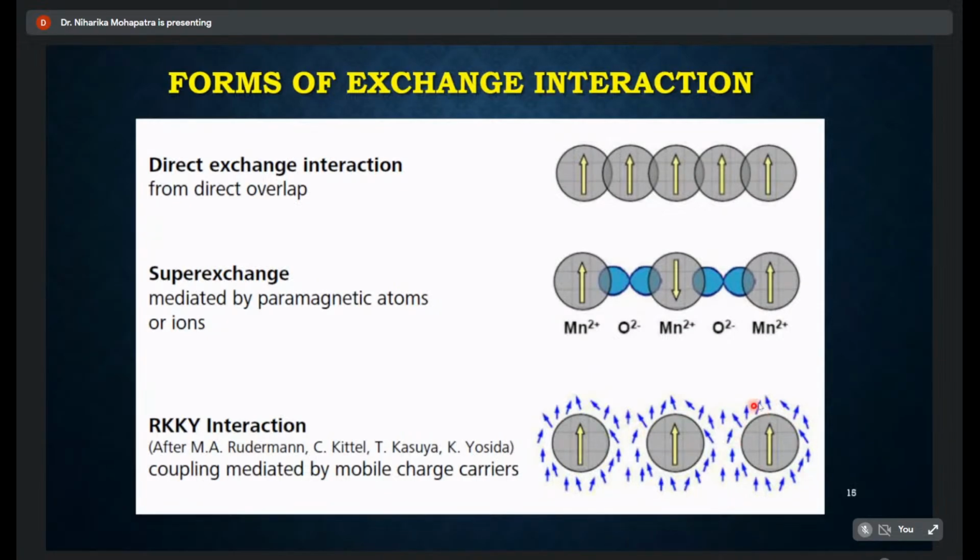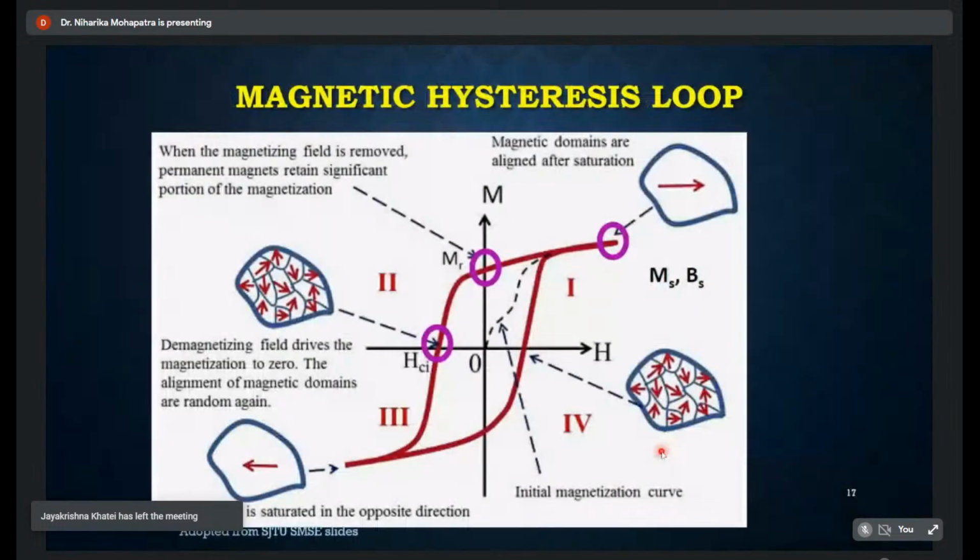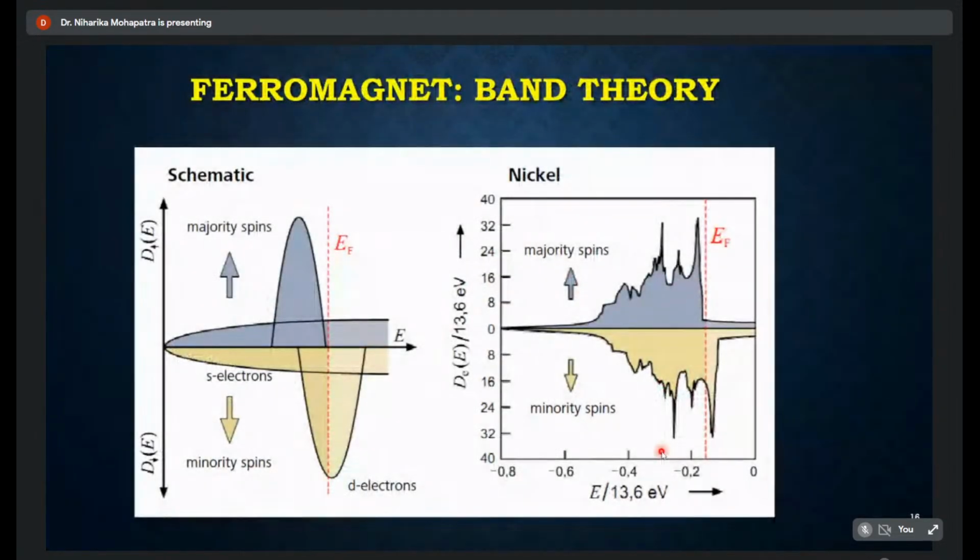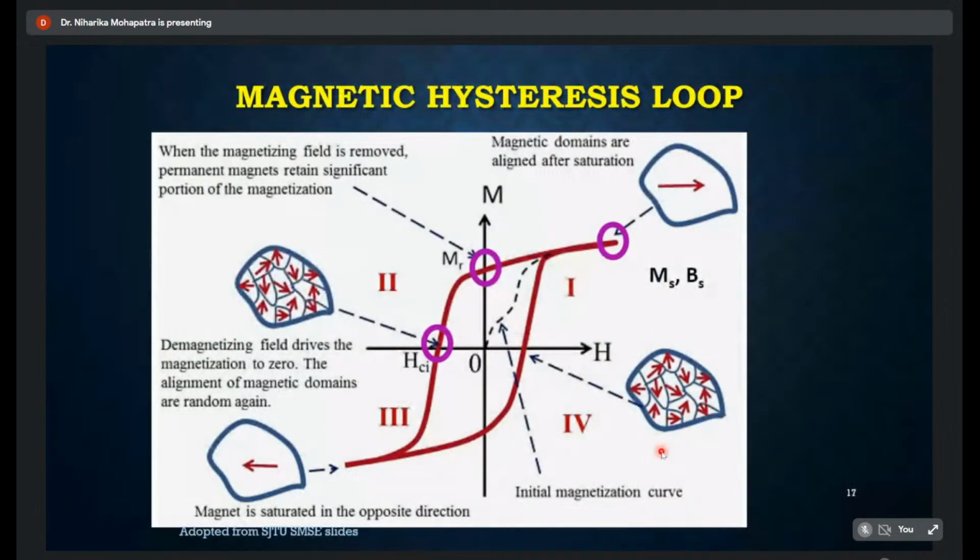You can see these are the conduction electrons which are mediating the interaction between two neighboring spins. These are the localized spins. Whatever the interaction, for any ferromagnet, I'm not discussing this particularly because it concerns band ferromagnetism. Anyway, whatever the interaction, if you have a ferromagnetic material, this is a typical curve that you come across. This is known as the hysteresis loop.